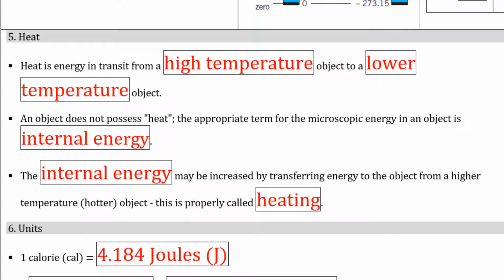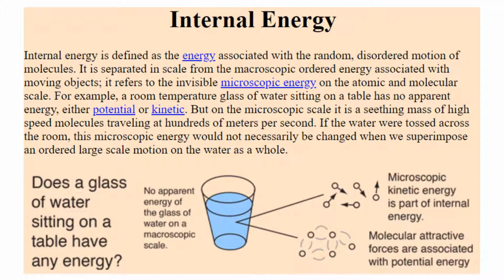As I'm sure you're aware, heat energy moves from a higher temperature to a lower temperature, but you might not be really aware of what heat actually is. Heat really is better described by the term internal energy. Here's a good visual from hyperphysics. Internal energy refers to the combination of kinetic energy and potential energy.